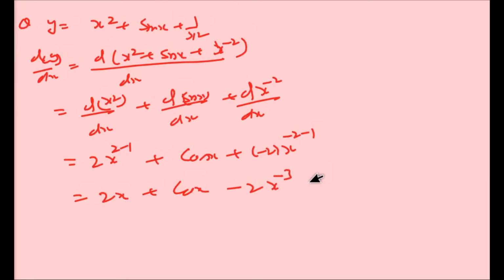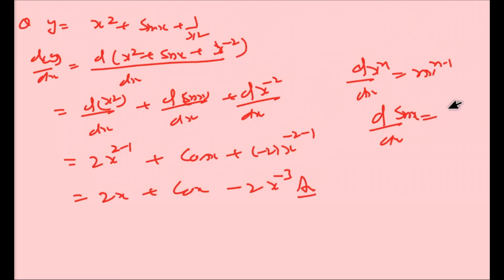You can see this is a very easy question when you use the direct method. What formulas are we using here? x to the power n gives n x to the power n minus 1, and the differential of sine x equals cos x. All these formulas come from the first principle, but now we are doing it directly. The fundamental is this: if you know the direct formulas, addition, subtraction and multiplication formulas, then you can solve it easily.